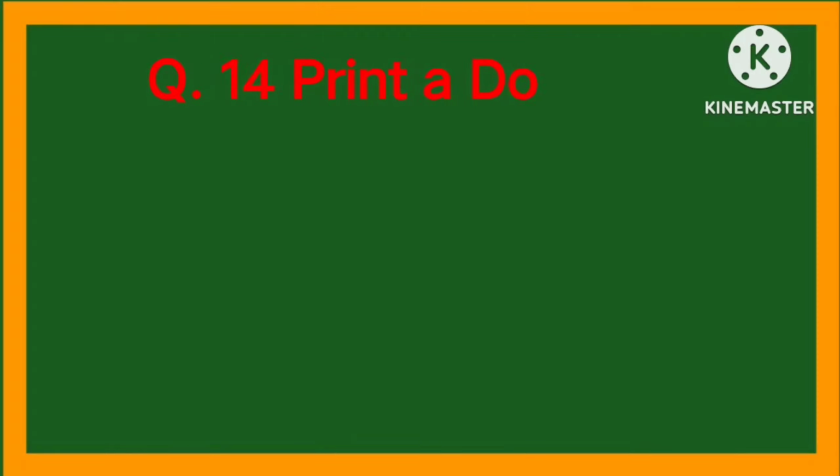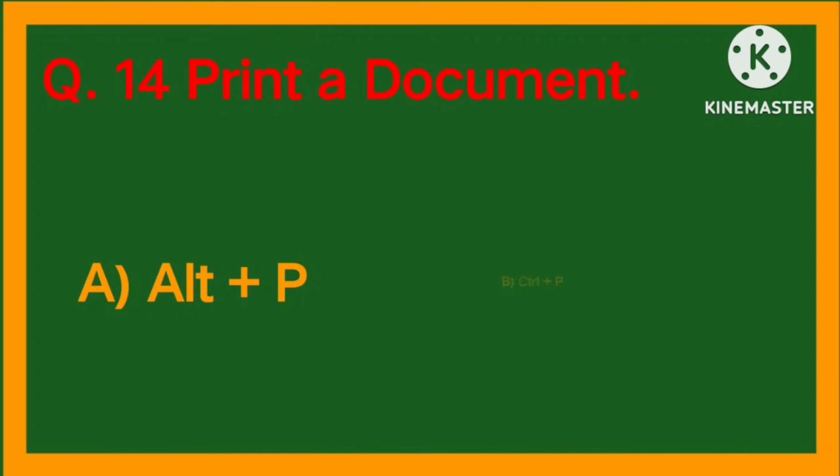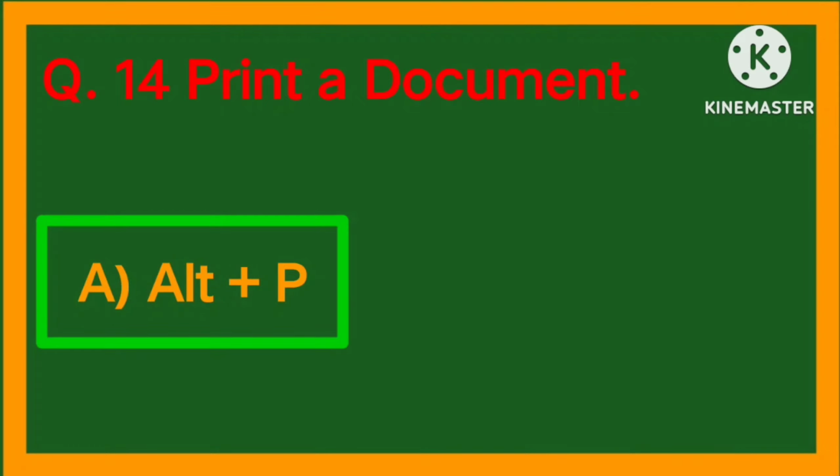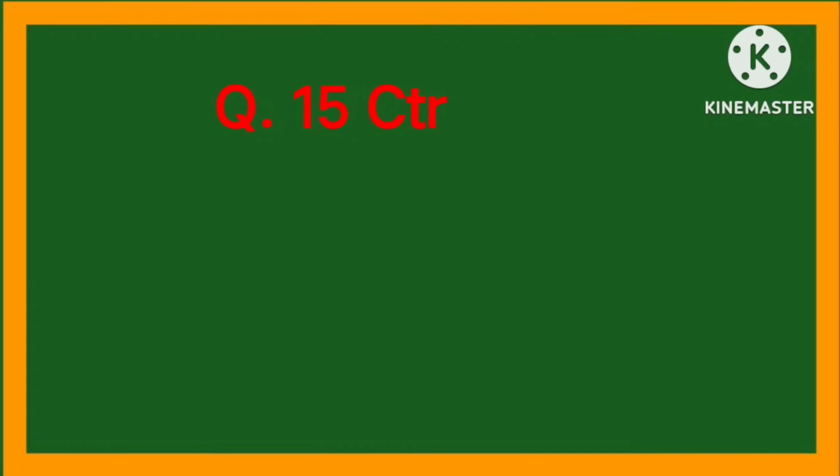Question number 14. Print a document. Your option is A. Alt plus P, B. Control plus P, C. Control plus R. The correct option for this question is A. Alt plus P.